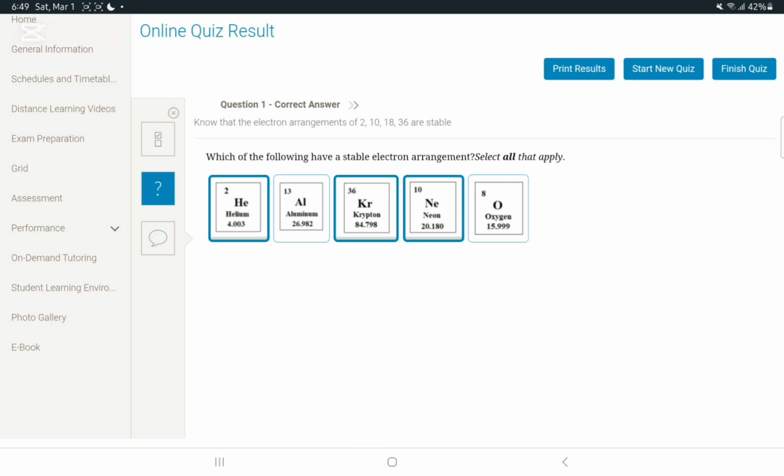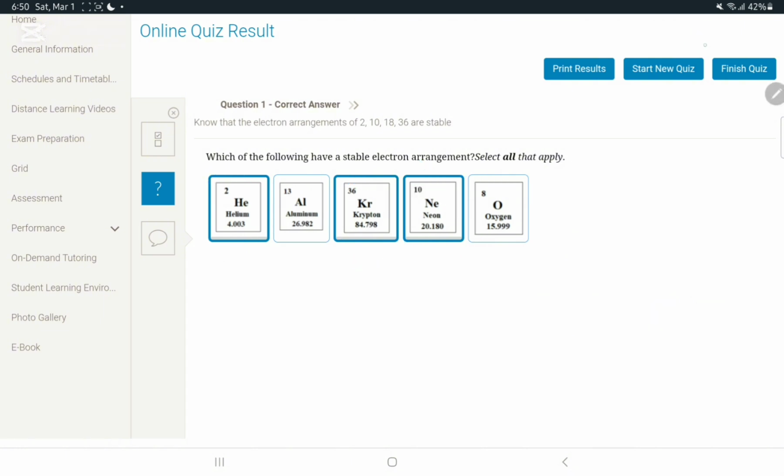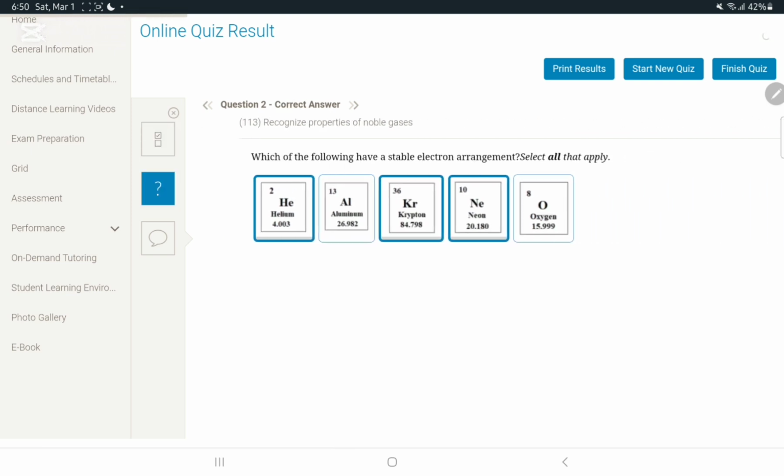Question number one says, which of the following has a stable electron arrangement? When they say stable electron, that means it's a noble gas. You should know this by memory, but in case, just look at the periodic table in front of you in your exam and choose the elements in the last group, since they are noble gases. So they have a stable electron arrangement.